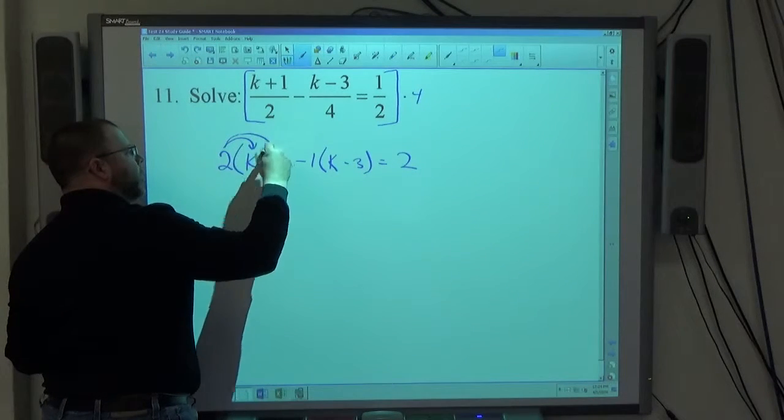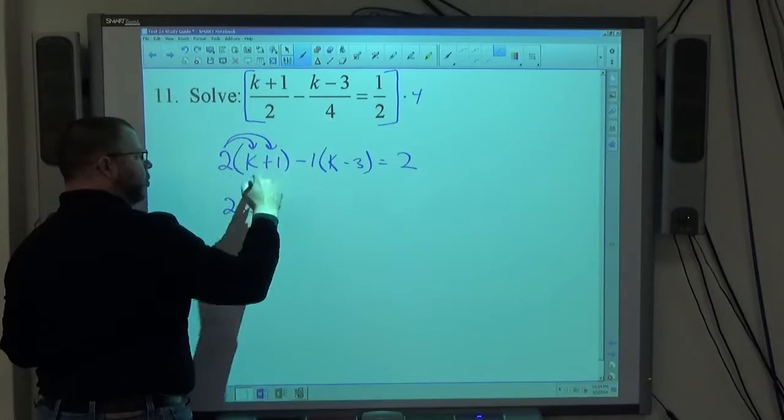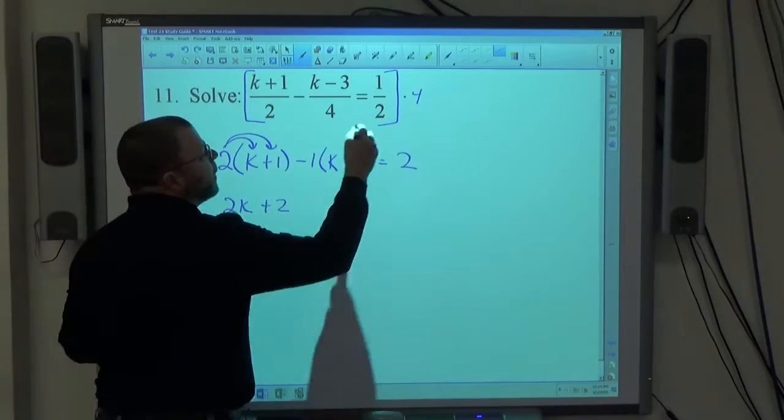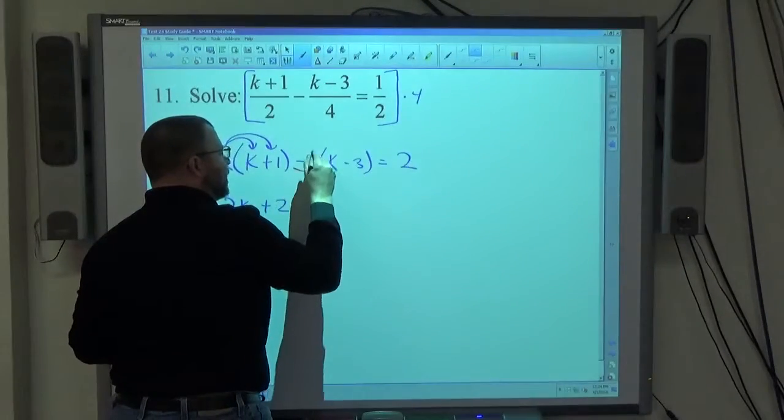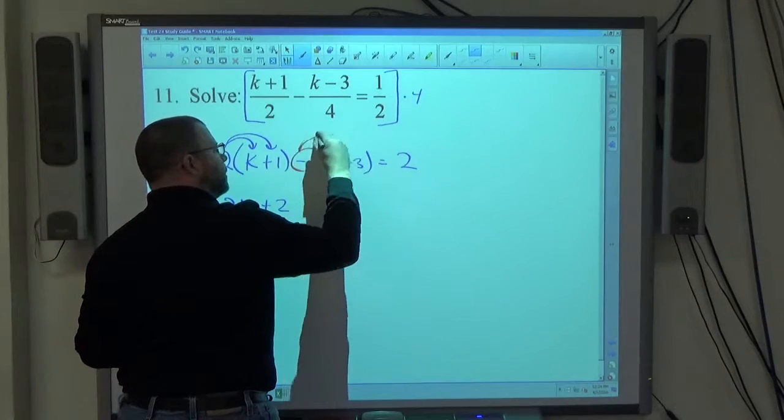This is pretty straightforward. 2 times k is 2k. 2 times 1 is plus 2. What we want to be careful of is this one. This is a negative 1 in front of this. It's going to distribute through here.